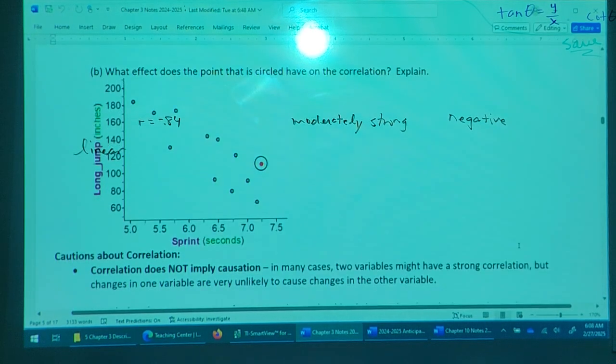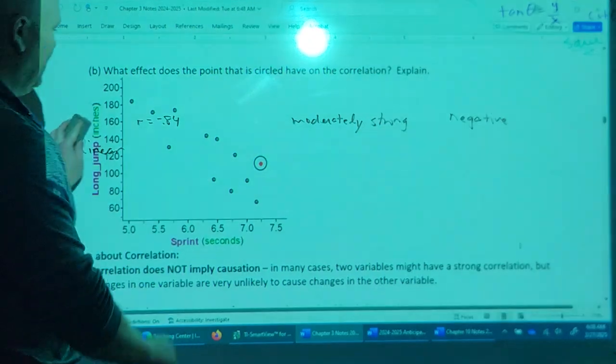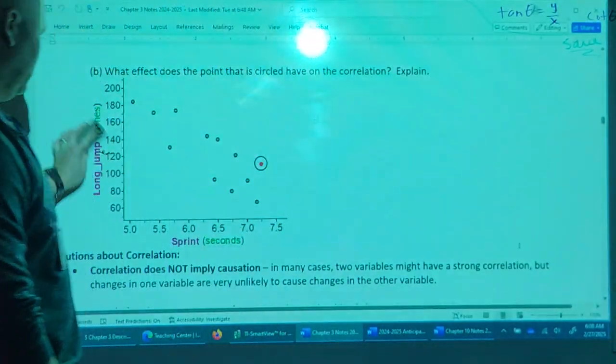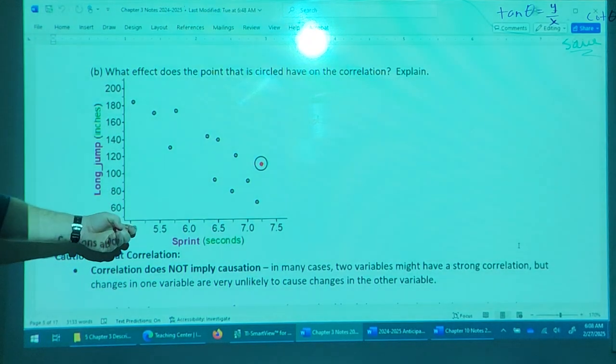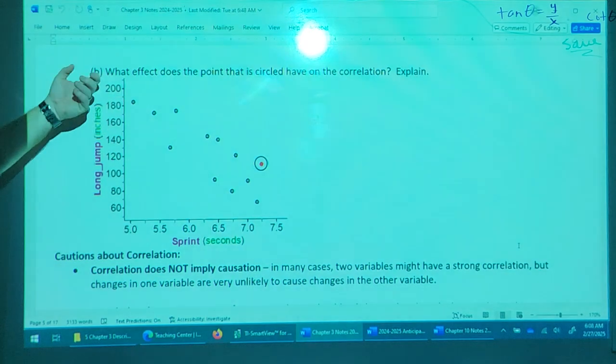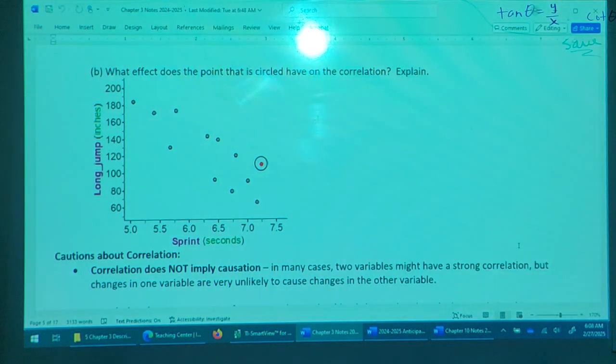All right, taking a look at that scatter plot. So sprint time on the X, long jump distance on the Y. So data kind of makes sense, right? The faster your sprint time, the longer long jump distance you have. Question here, what effect does the point that is circled have on the correlation?